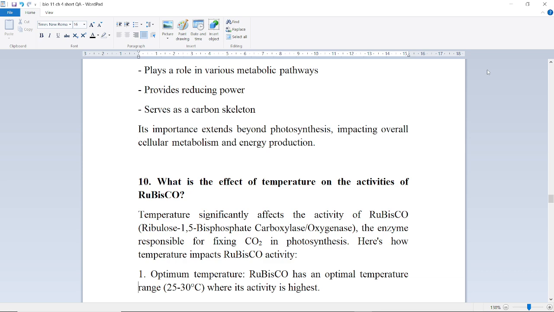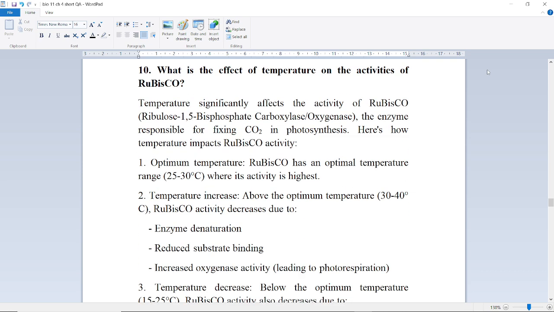Next question is, what is the effect of temperature on the activity of Rubisco? Temperature significantly affects the activity of Rubisco, ribulose 1,5-bisphosphate carboxylase oxygenase, the enzyme responsible for fixing carbon dioxide in photosynthesis. Here's how temperature impacts Rubisco activity. Optimum temperature. Rubisco has an optimal temperature range of 25 to 30 degrees Celsius where its activity is highest.